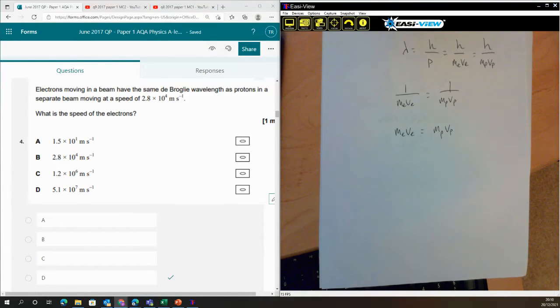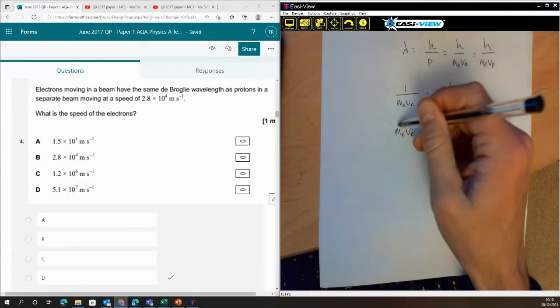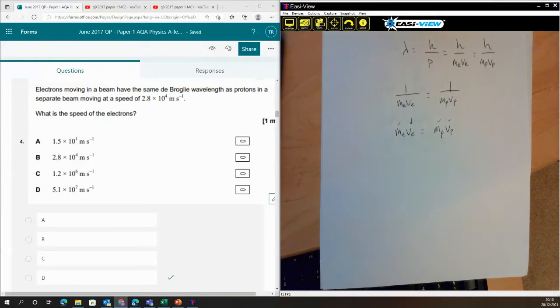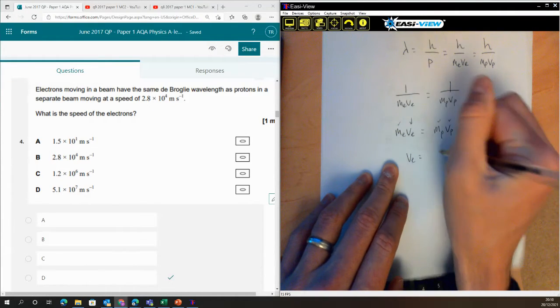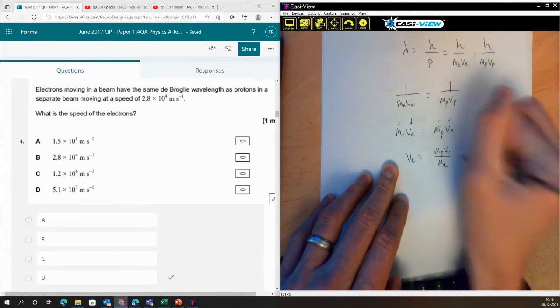Now I'm asked for the speed of the electrons, so I'm asked for this one. I know the mass of an electron, I know the mass of a proton, I know the velocity of the protons because I'm given it in the question. So I can rearrange for this value, so I get v_e is the mass of the proton times the velocity of the proton over the mass of the electron.